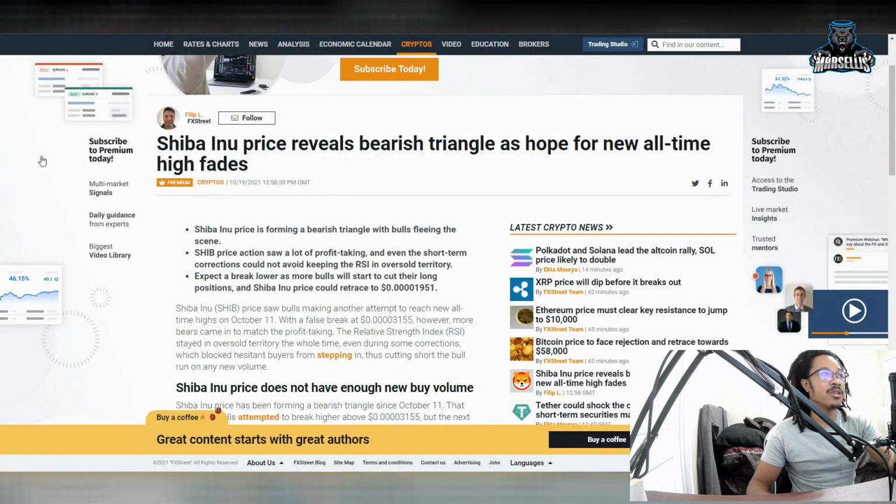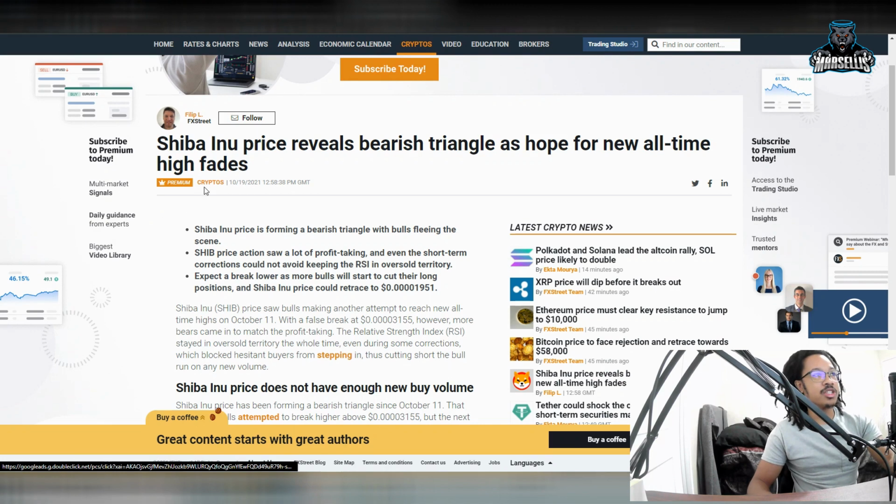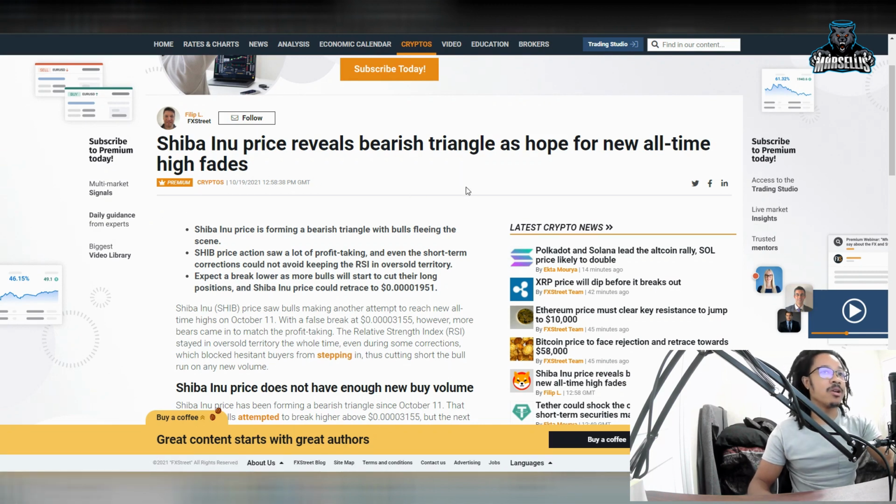And just to kind of confirm this, let's go over this. Now, Shiba Inu price reveals bearish triangle as hope for new all-time highs fade. So everyone has their own personal opinion on this. And remember, I'm not a financial advisor, none of this financial advice. I'm just bringing you what the analysts are saying. I'm bringing you what the rumors are saying, and I'm bringing you what the actual news is saying, with the listings and all that. So Shiba Inu price is forming a bearish triangle, they say, with the bulls fleeing the scene, which I don't believe is 100% true, but shout out to FX Street for this. They're pretty good with their technical analysis.